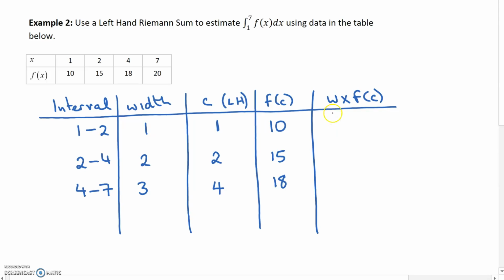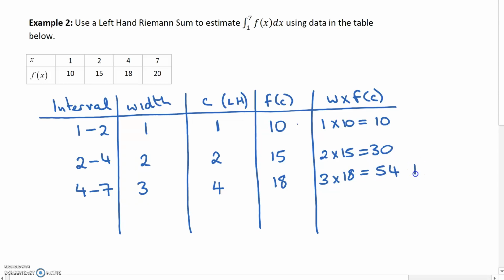And now in the last column we just multiply the width by f of c. So it's going to be 1 times 10, which is 10. Then we're going to have 2 times 15, and it's always the width. It looks here possibly like it's c times f of c. It's not. It's the width times f of c. And then 3 times 18, which is 54.